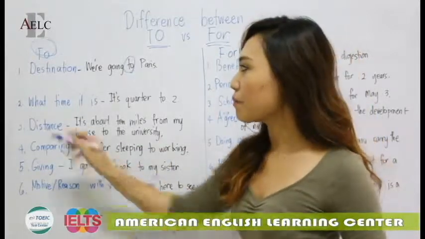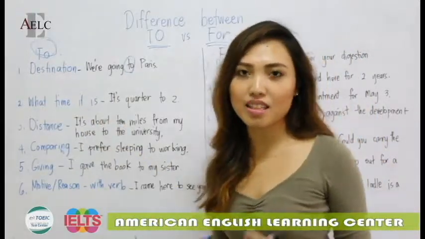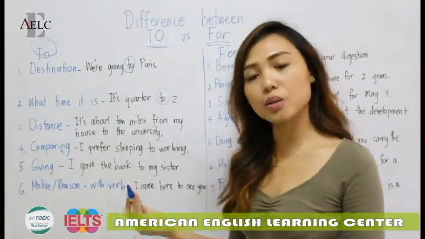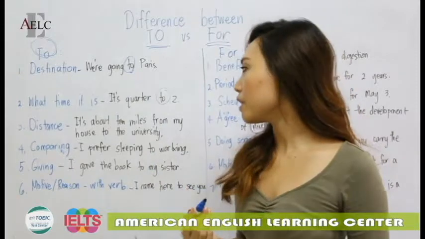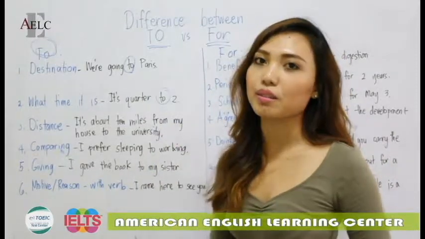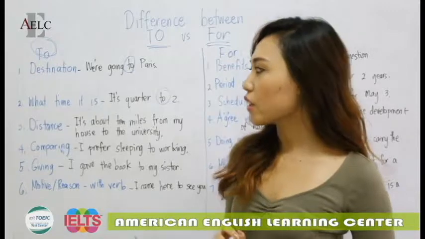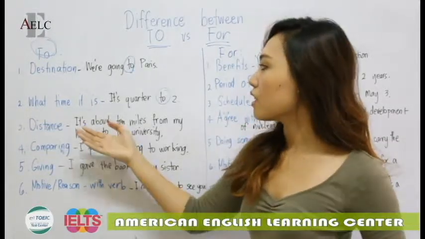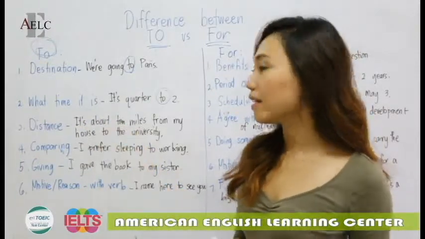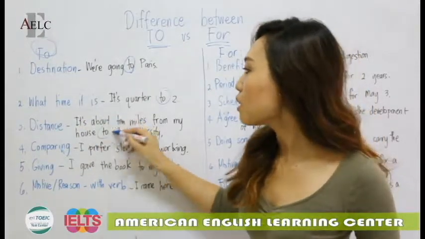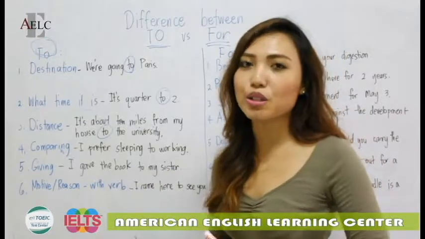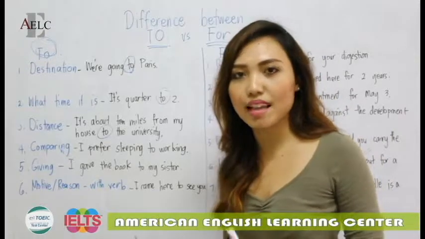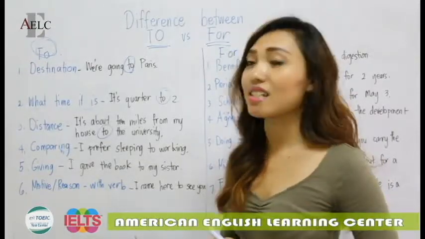The second one is what time it is. It also talks about the time. For example, it's 1:45. In this case, we use the particle to because we're talking about the time. The third usage is for distance. For example, it's about 10 miles from my house to the university. We're talking about how far this place is to the next place. So that is the distance.